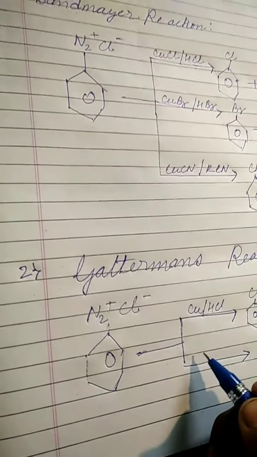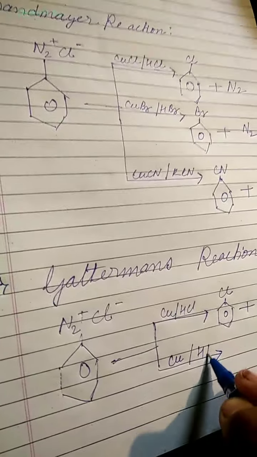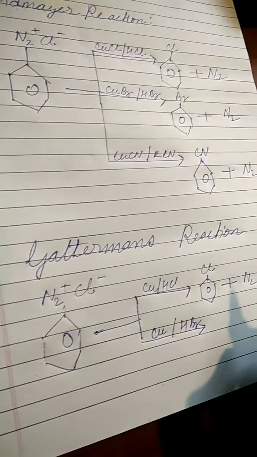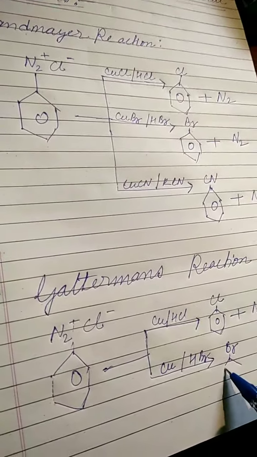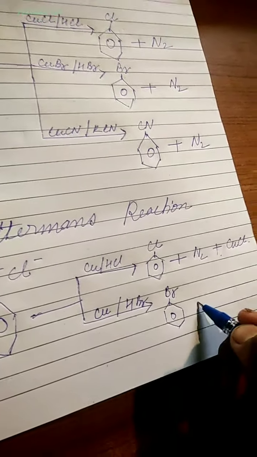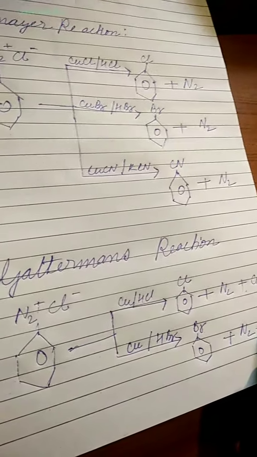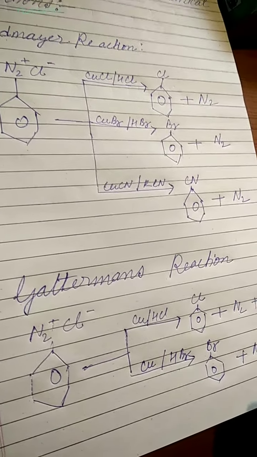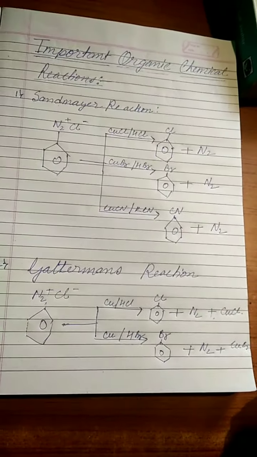The second part is it also reacts with Cu in the presence of HBr, and it forms bromoarenes, or aryl bromide, and forms N2 and CuBr. So this is the important part of Gattermann's reaction.